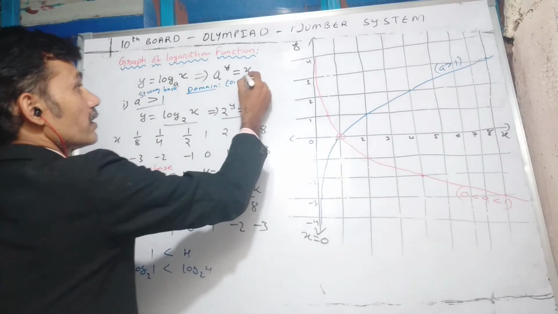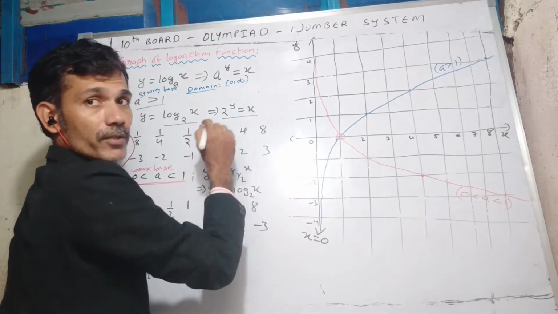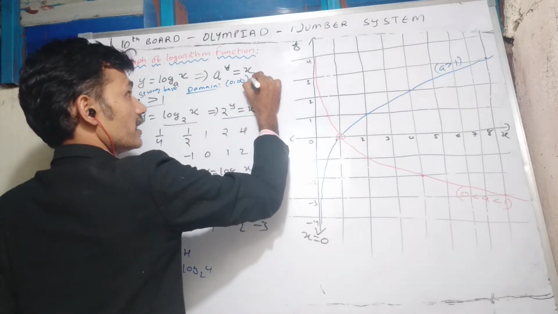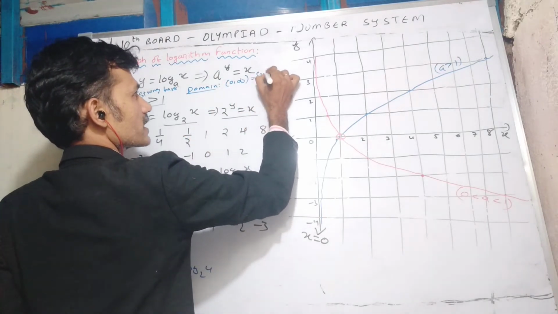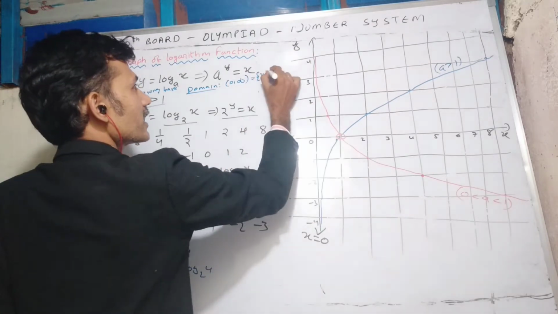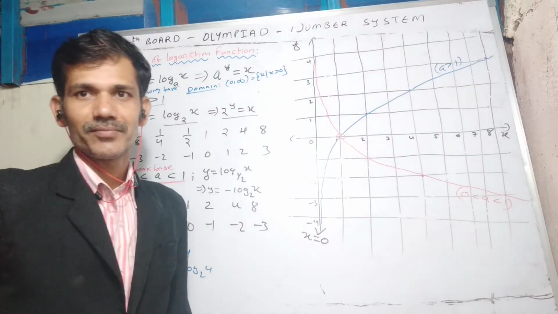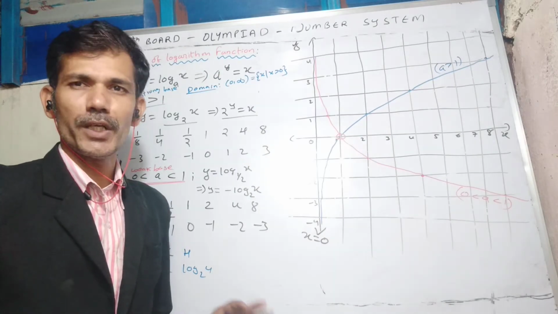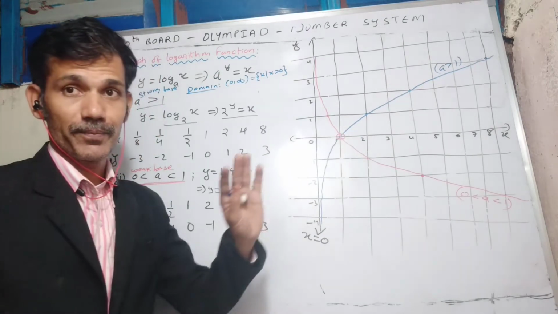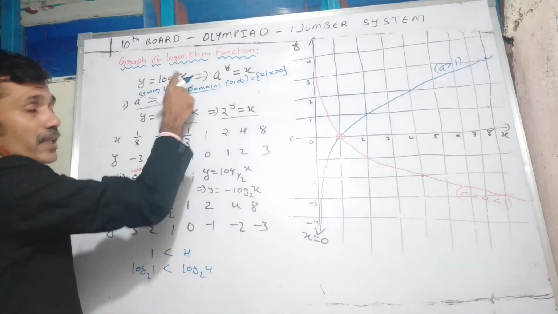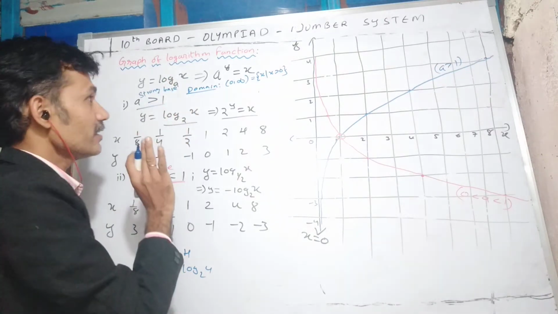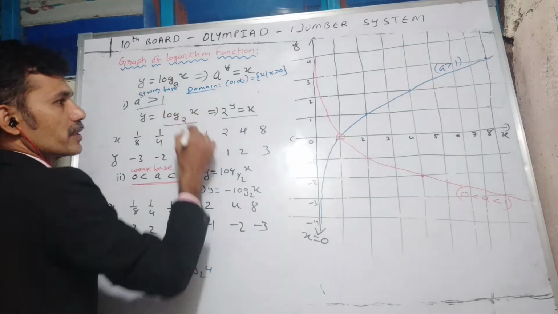Okay, see here, this one you can write in set builder form also. I wrote in intervals. You can write in set builder form also: x such that x is greater than 0. Okay, positive values you can take in the domain. You can't take negative values or 0. Next we talk about range.